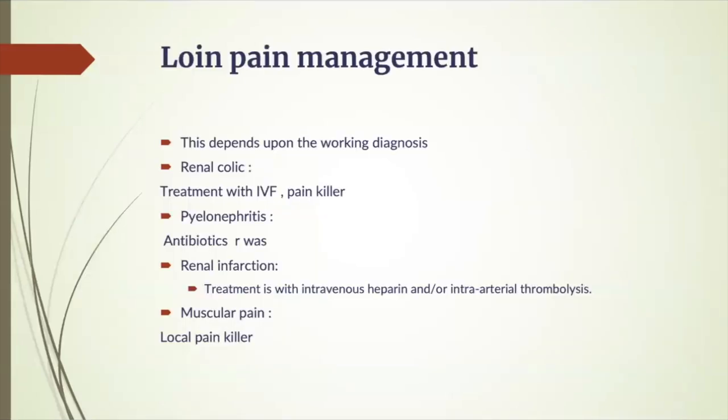When I manage a patient with loin pain, the management usually depends on the diagnosis reached. If I suspect or reach the diagnosis of renal colic, I will treat the patient with IV fluid and painkillers. If the patient has pyelonephritis, I will start treatment with IV antibiotics in the ER, then send the patient to internal medicine. If renal infarction is suspected, treat with IV heparin, then refer the patient also to internal medicine.